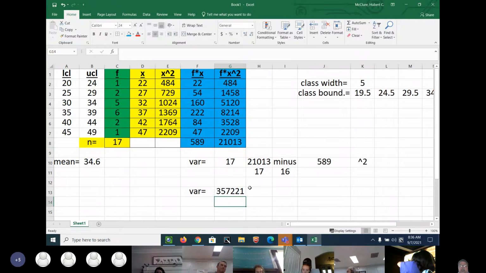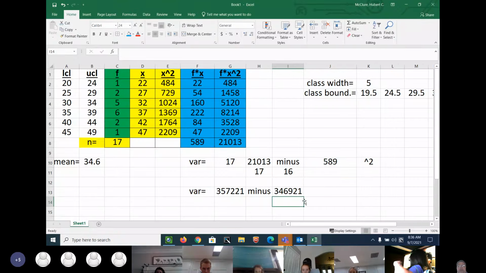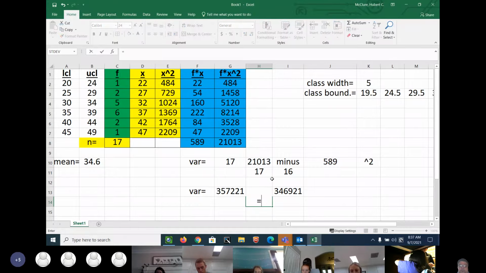Minus, and that number has to be bigger than this number, 589 raised to the second power. And it is bigger, so we're good. It's not going to be much bigger, just a little bit bigger. Over equals 17 times 16. Now check my numbers.